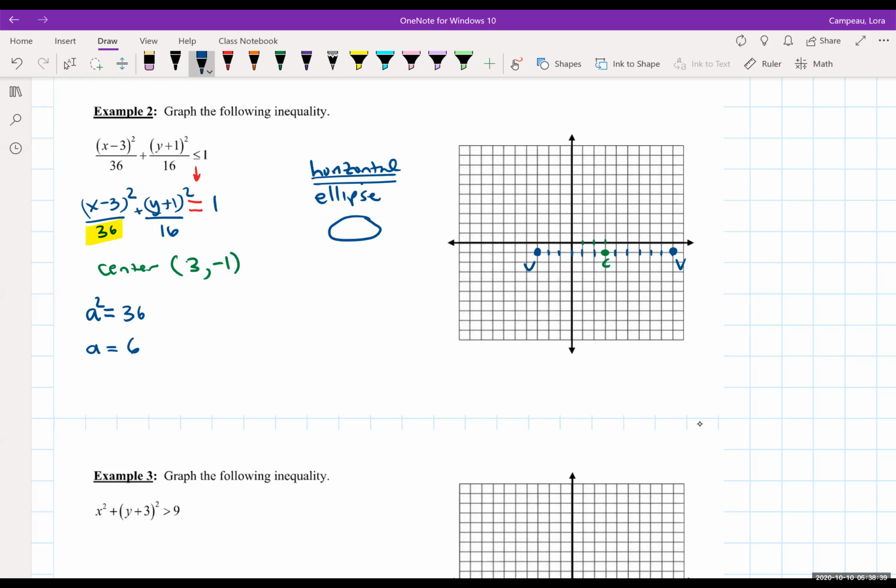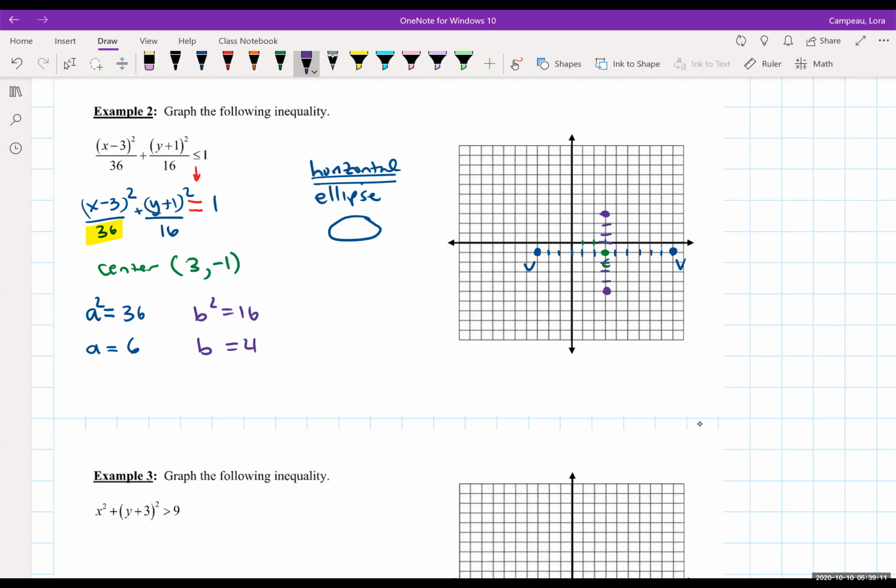So I'm almost there. Next thing would be to get where our b squared term is. So b squared is 16. That gives us b equals 4. So that would mean I count up and down from the center 4 units. 1, 2, 3, 4. There's a co-vertex. And another one. 1, 2, 3, 4. Another co-vertex. So this is going to give us our guide points for our ellipse.